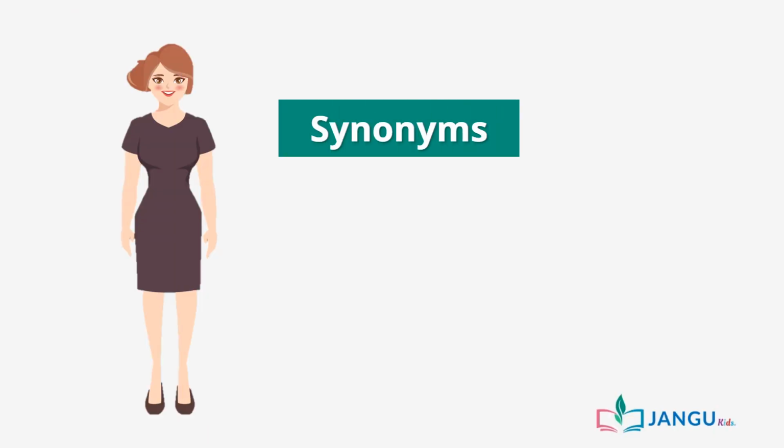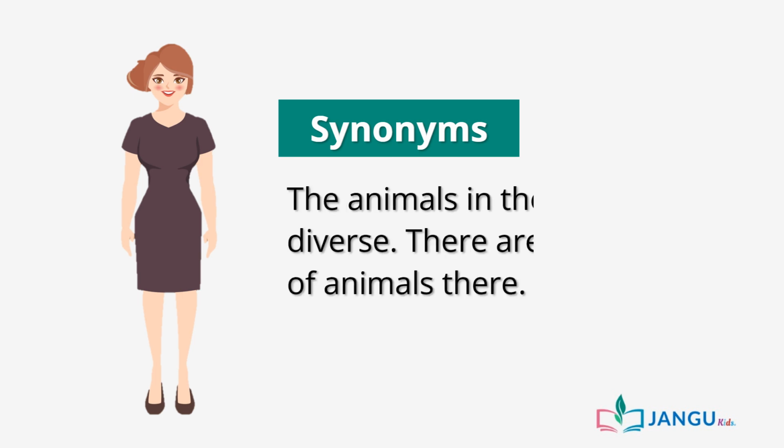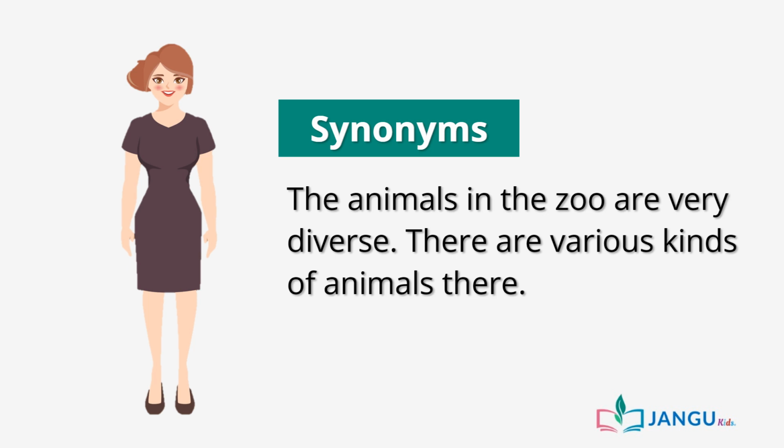Synonyms. This is when similar words are used in a passage to describe something. Now, if you don't understand one word, maybe you'll find a synonym that'll help you to understand it. For example, the animals in the zoo are very diverse. There are various kinds of animals there.